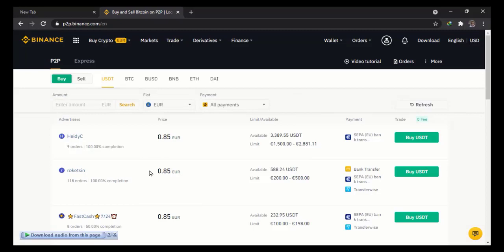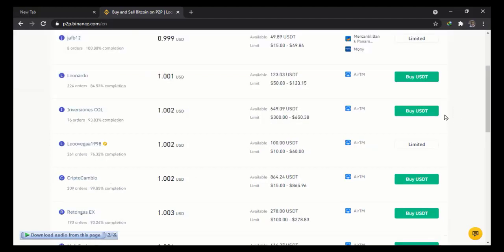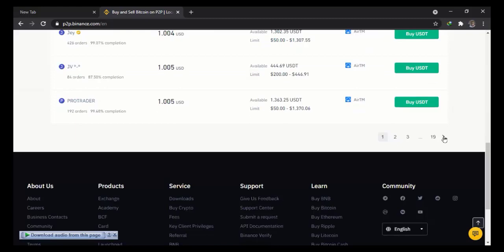So let me show you what people are selling USDT for. Here you can see that for the prices people are selling USDT, the cheapest is 0.999. The payment platforms are Mercantile Bank, Panama, and Money. Then AirTM is 1.001. So you see the prices are really fair. Then the maximum price somebody is willing to sell, I think it's number 19. So there are a lot of sellers.